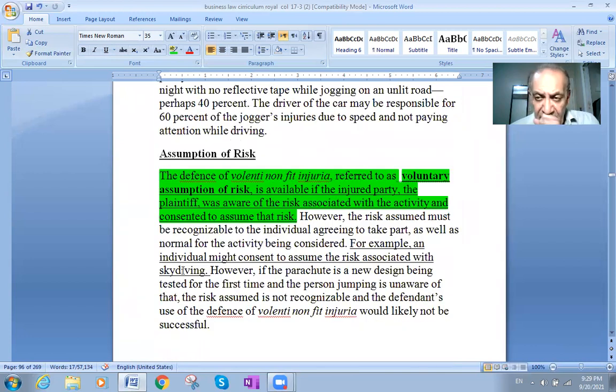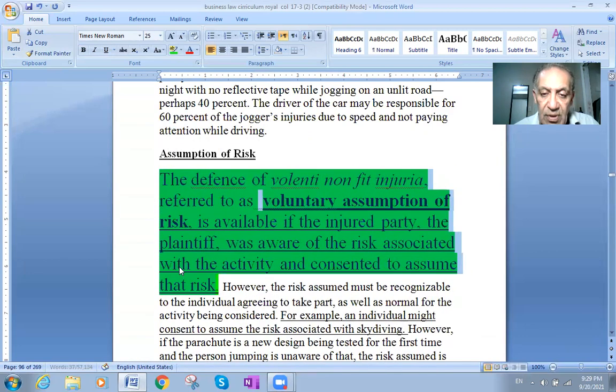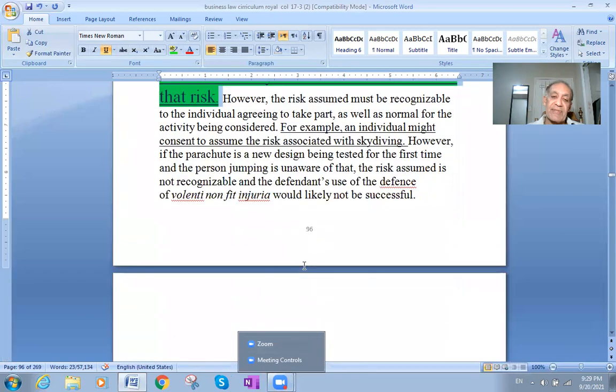There will be something we call assumption of risk. What is the assumption of risk? The assumption of risk, also referred to as voluntary assumption of risk, is available if the injured party, the plaintiff, was aware of the risk associated with the activity and consented to assume the risk. You know that there is risk in doing this work, but you still insist on doing it.